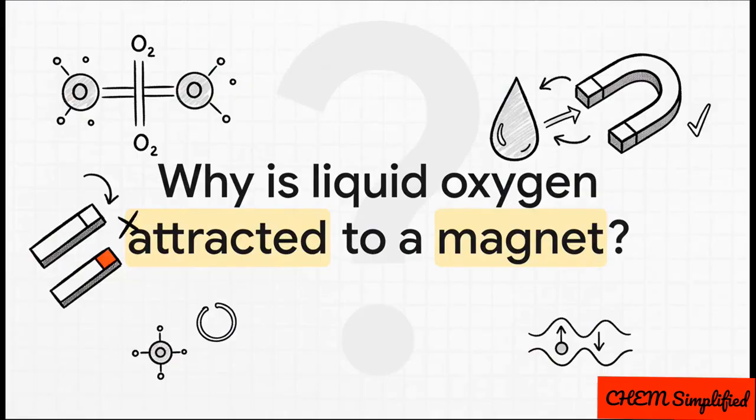Let's start with a classic chemistry mystery. If you draw a Lewis structure for an oxygen molecule, O2, you get a nice double bond, and all the electrons are neatly paired up. Now, Chemistry 101 says paired electrons are repelled by magnetic fields. That's called diamagnetism. But if you actually pour liquid oxygen near a powerful magnet, it sticks. It's paramagnetic. What is going on? Our simple model is clearly missing something huge.